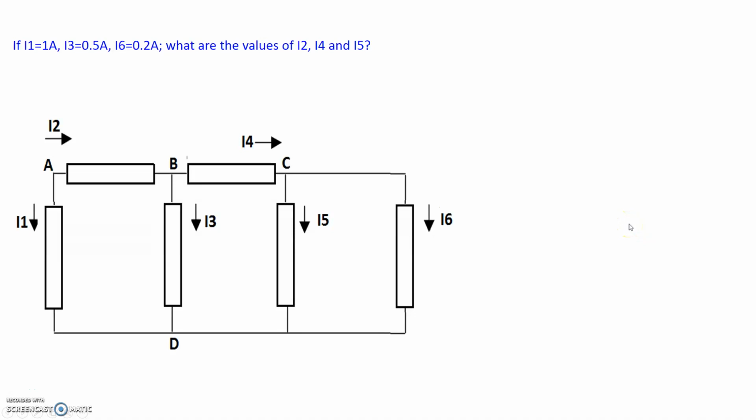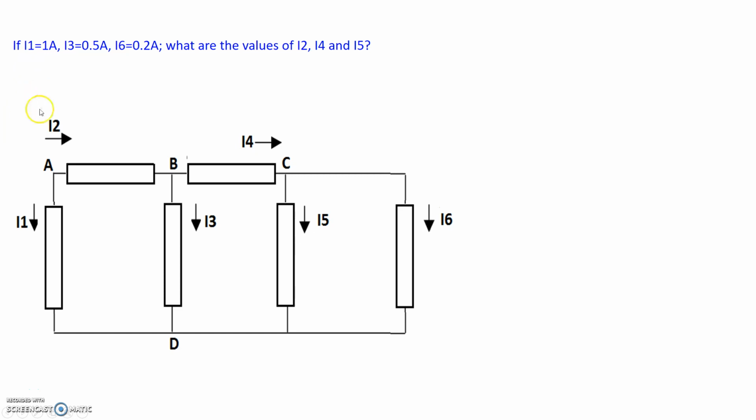Okay, so in this example, we will take a look at the circuit and, using Kirchhoff's current law, try to find a number of currents that are unknown. We're given a circuit with 6 elements. Some of these elements are in series, some of them are in parallel, and some of these currents are given as known.